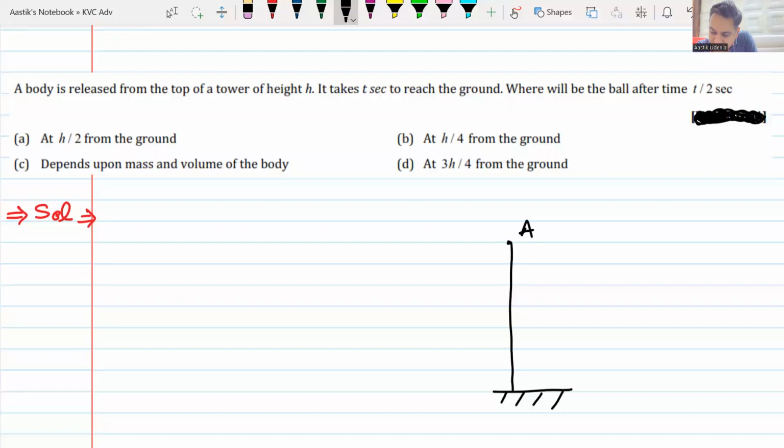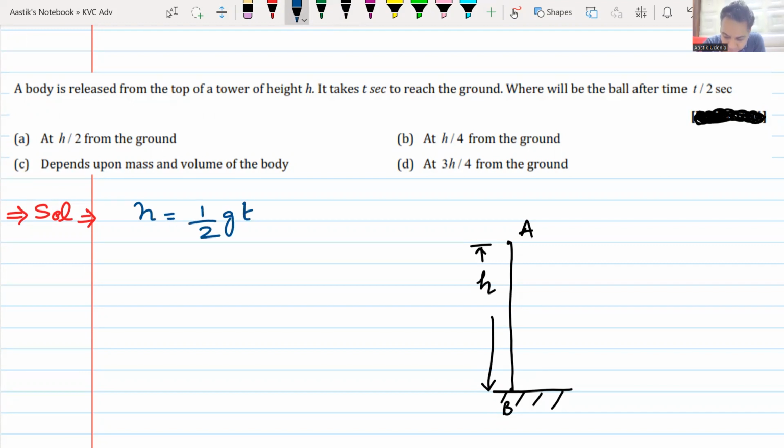This is point A, this is point B. The ball is released from a height h. It takes t seconds to strike the ground. We can find out easily. We know the relation between h and t, yes or no? h will be equal to half g t square. Yes or no? Do we understand this? Please raise your hands.